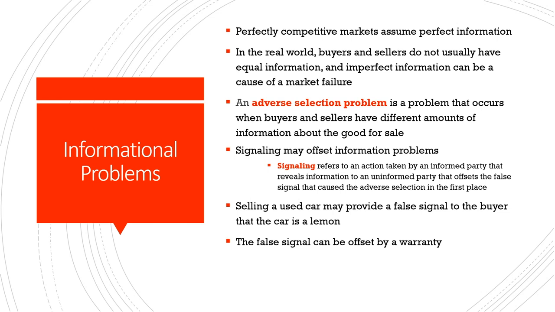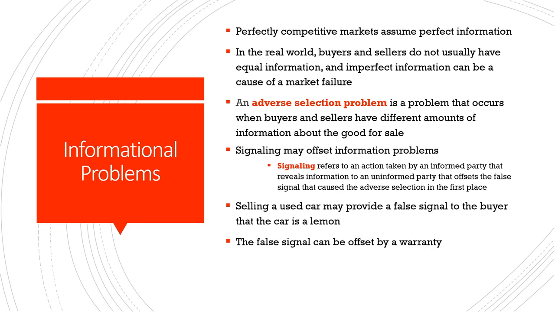And under conditions of information asymmetry, often signaling can offset some of the information problems. Signaling basically refers to an action taken by an informed party that reveals information to an uninformed party that offsets the false signal that caused the adverse selection in the first place. So, often in the case of information asymmetries or unequal information, some kind of signaling can be used as a regulation mechanism to deal with problems of information. So, selling a used car may provide a false signal to the buyer that the car is a lemon, but if the false signal can be offset by a warranty of 2-3 years and so on, then the problem can be dealt with adequately.